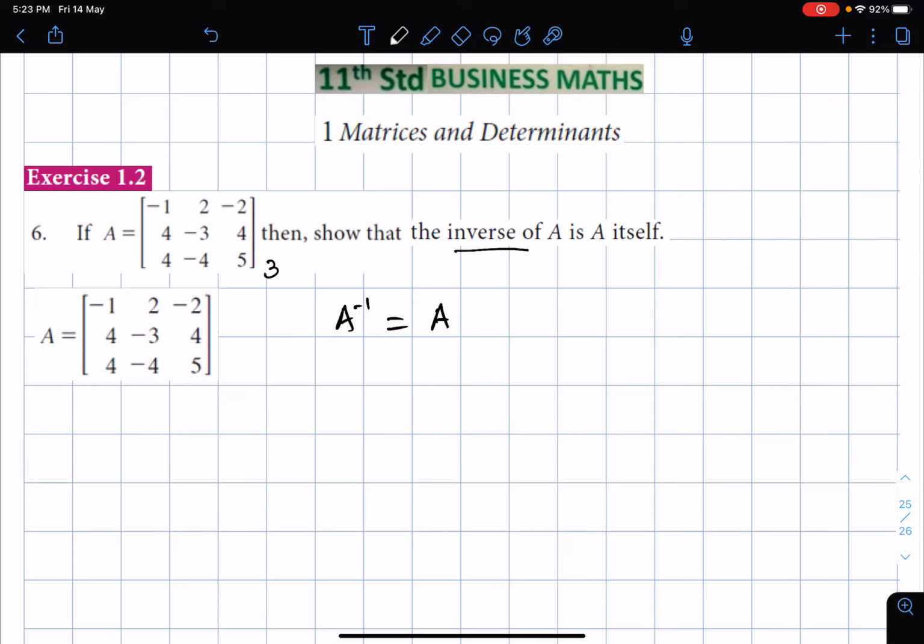Whenever they ask you show that, prove that, means the answer will come automatically. You will get the answer correctly and there will be no mistake in it. So you can be sure of the marks whatever you have given in for that problem. Okay, now we are going to proceed.